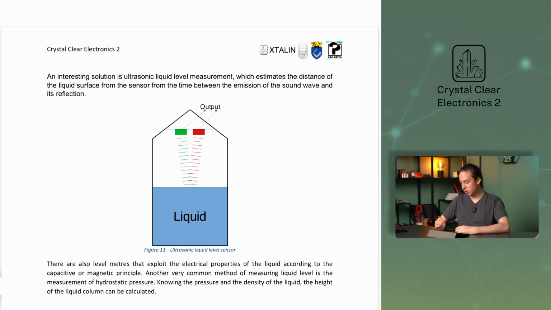You can learn more about the reed relays in Chapter 23 of the Crystal Clear Electronics 1 curriculum. Instead of relays like this, it is now common to use Hall sensors that can sense magnetic fields. These sensors have already been used in current measuring sensors. An interesting solution is an ultrasonic liquid level measurement, which estimates the distance of the liquid surface from the sensor from the time between the emission of the sound wave and its reflection.